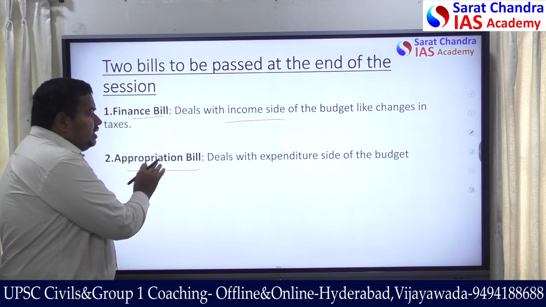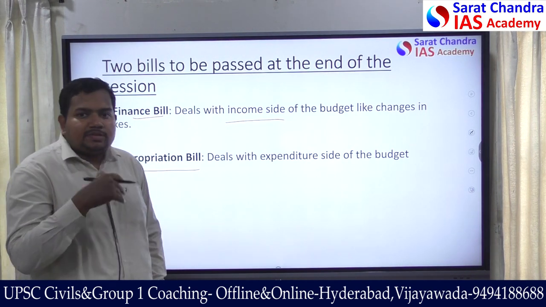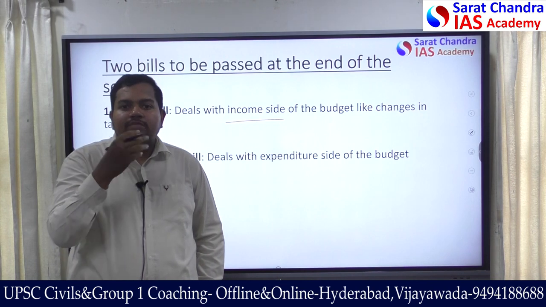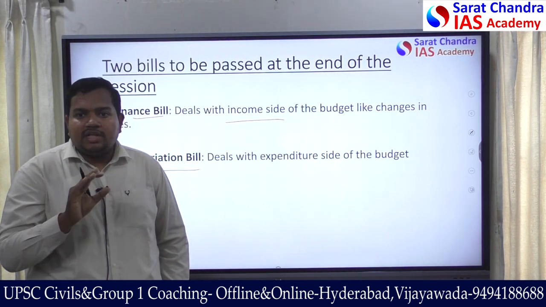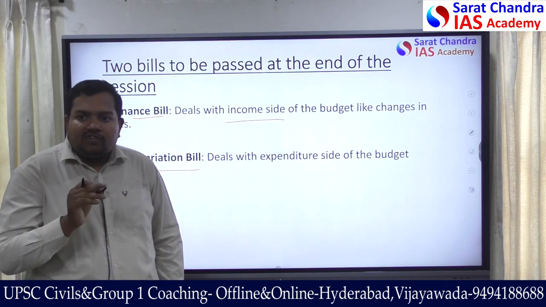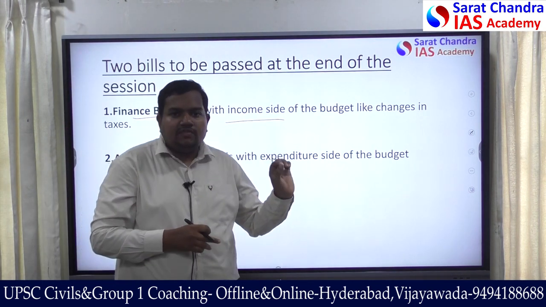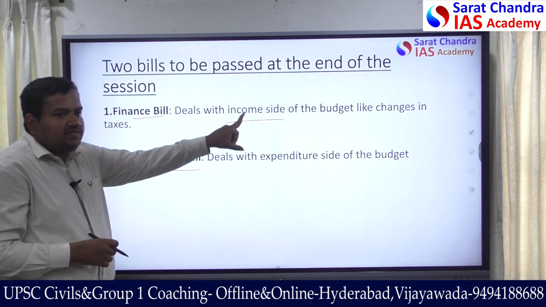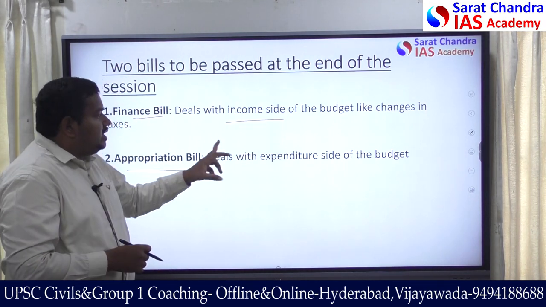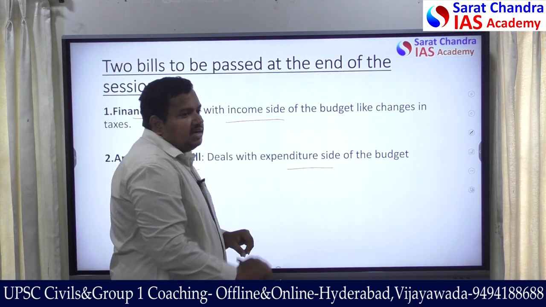Unless the appropriation bill is passed, whatever the expenditure that we are going to estimate in this year's budget, that can't be taken by the government from the Consolidated Fund of India. After the passing of the appropriation bill only, we can use the funds. So two bills: finance bill which deals with the income side, appropriation bill which deals with the expenditure side.